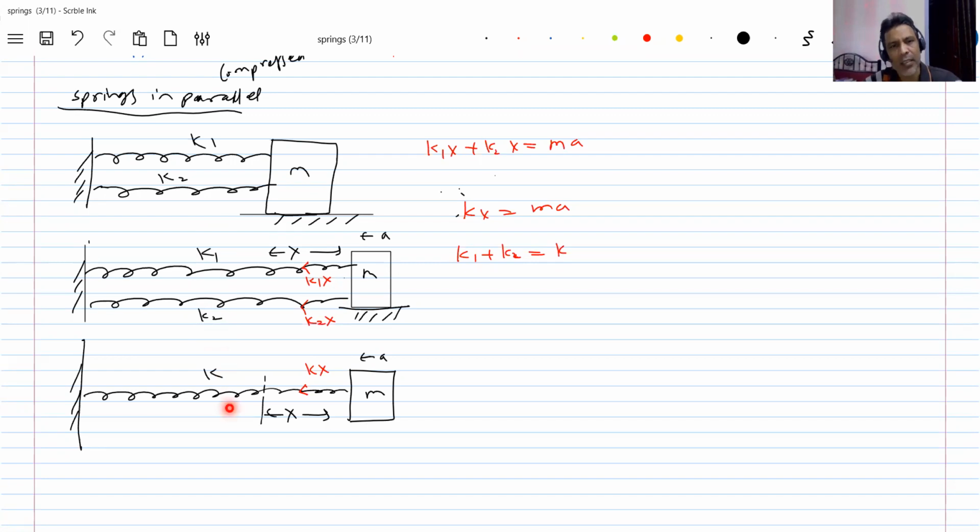Like this, sir, if three springs are there, then K1 plus K2 plus K3. Like this, if there are n springs, K equals K1 plus K2 plus K3 plus K4 up to Kn. The effective spring constant will be obtained like this. So this is one basic way of replacing them.